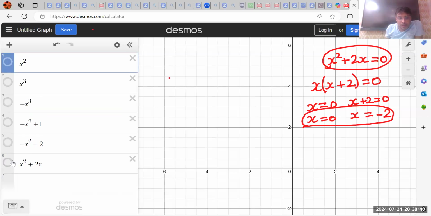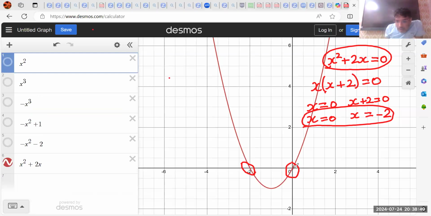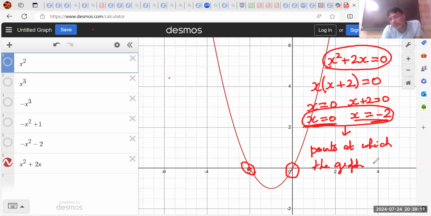So same thing I am going to display here with the magic. Can you notice that when x is equal to minus 2 and when x is equal to 0, the value of the function is 0? So these are the 2 points at which the graph will cut the x-axis. The answer, the solution you found until now, is actually the points at which the graph cuts the x-axis.